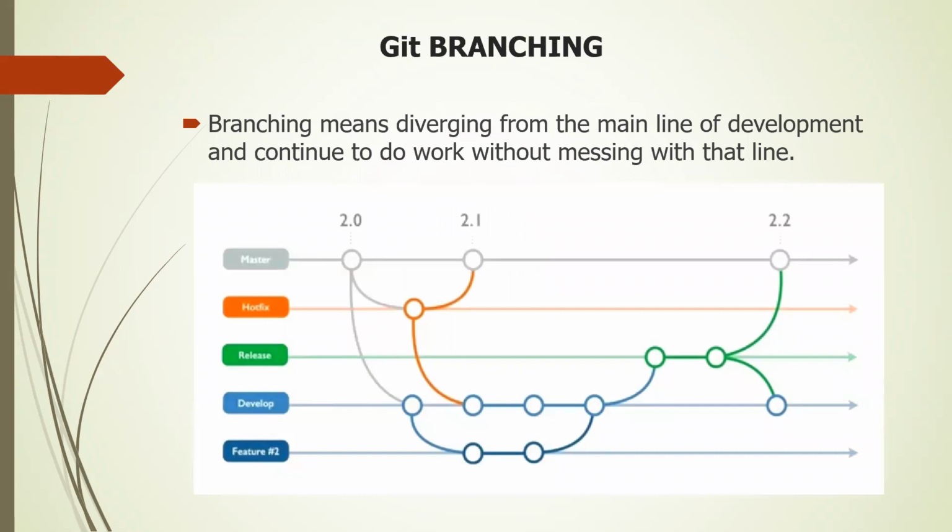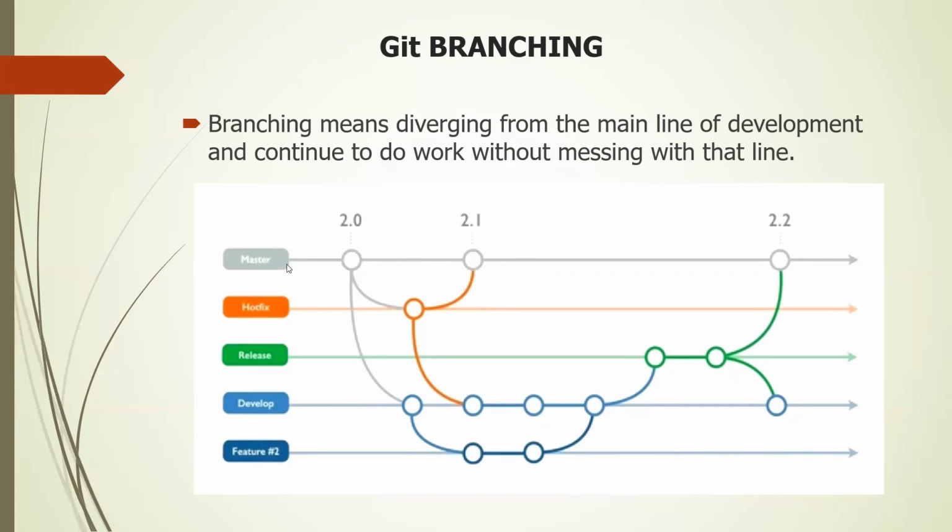Now in Git, we will see about Git branching. What is Git branching? Git branching means diverging from the main line of development and continuing to do work without messing with that main line. In this diagram, we are seeing different branches. There is actually a main branch which is called the master branch. In the master branch, in the files, separate commits will be done.